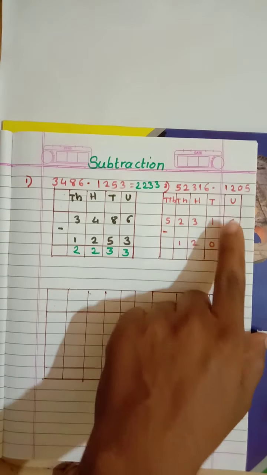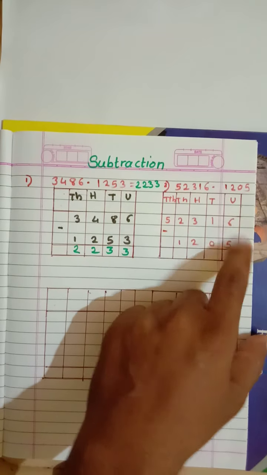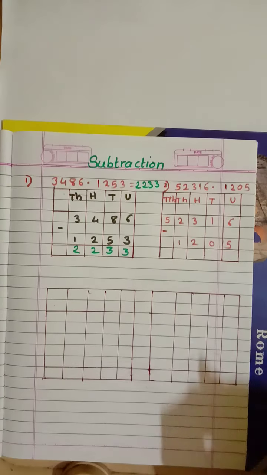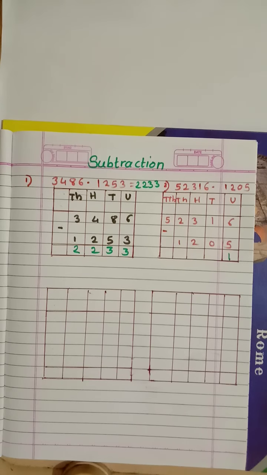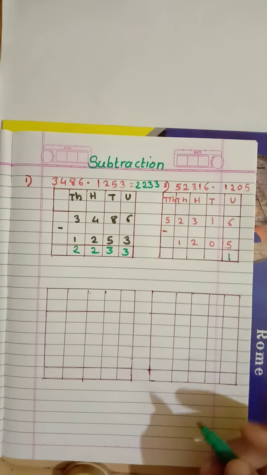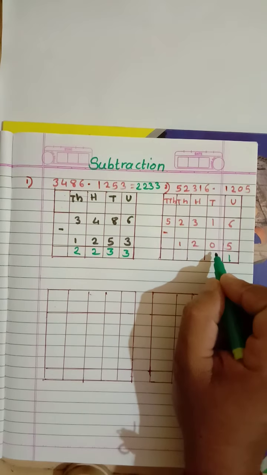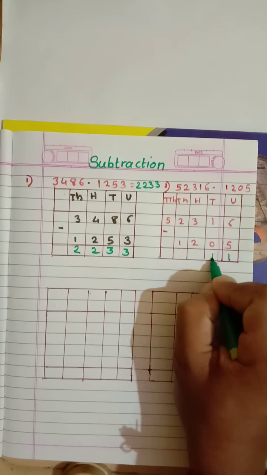6 minus 5. Okay, this is smaller and this is the bigger number. 6 minus 5 is 1. So here 1. 1 minus 0. Subtracting 0. Now this is a very important part which will come. 1 is greater and 0 is smaller. So 1 minus 0 will be 1, not 0.